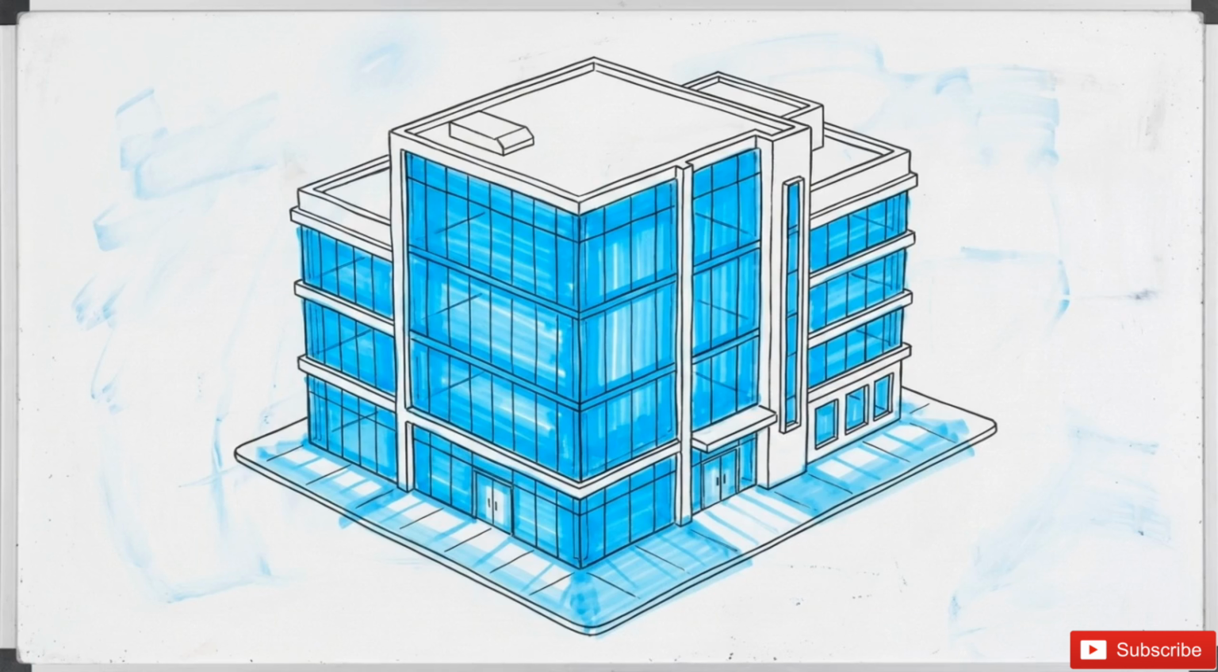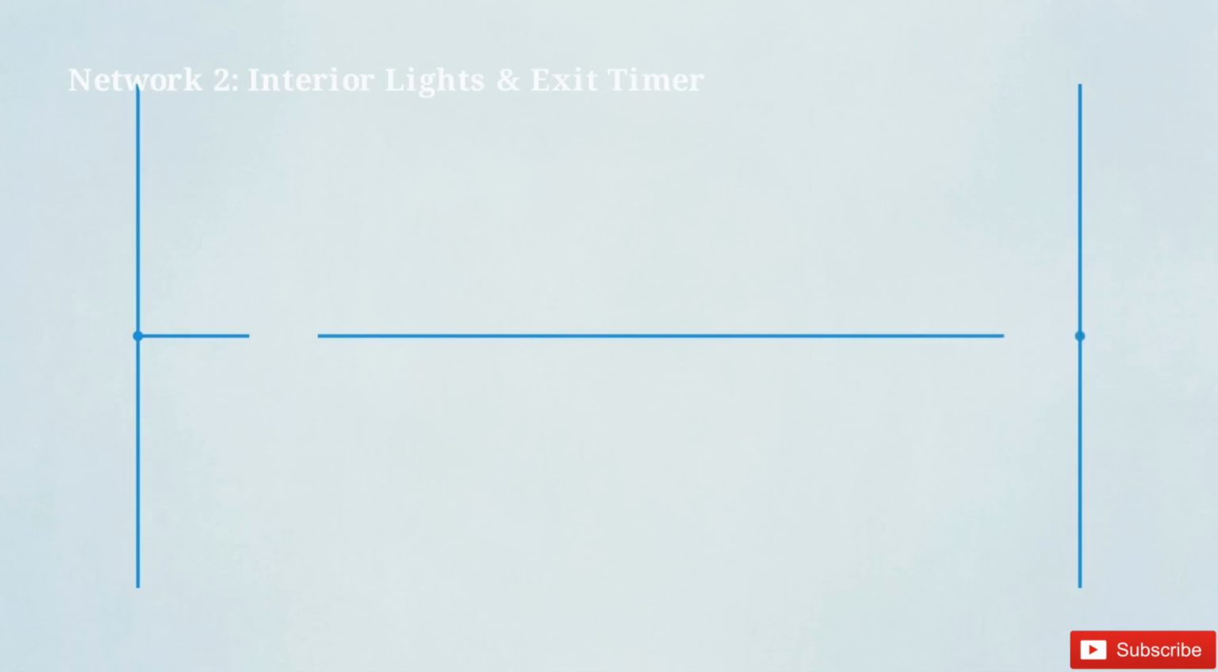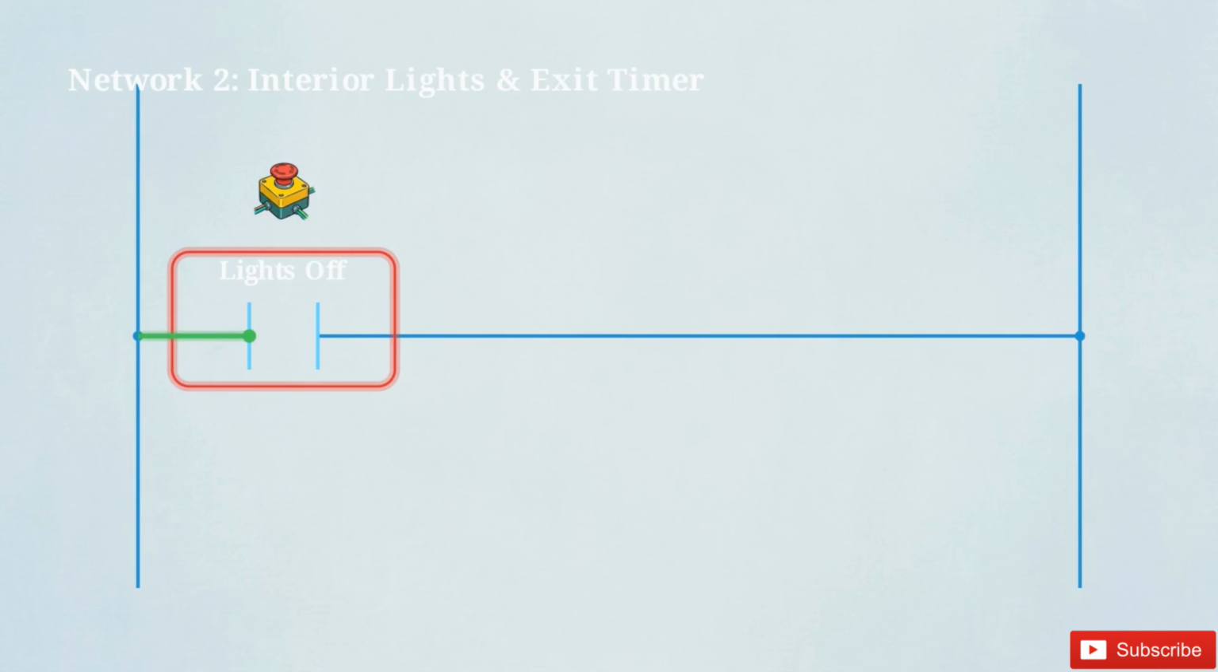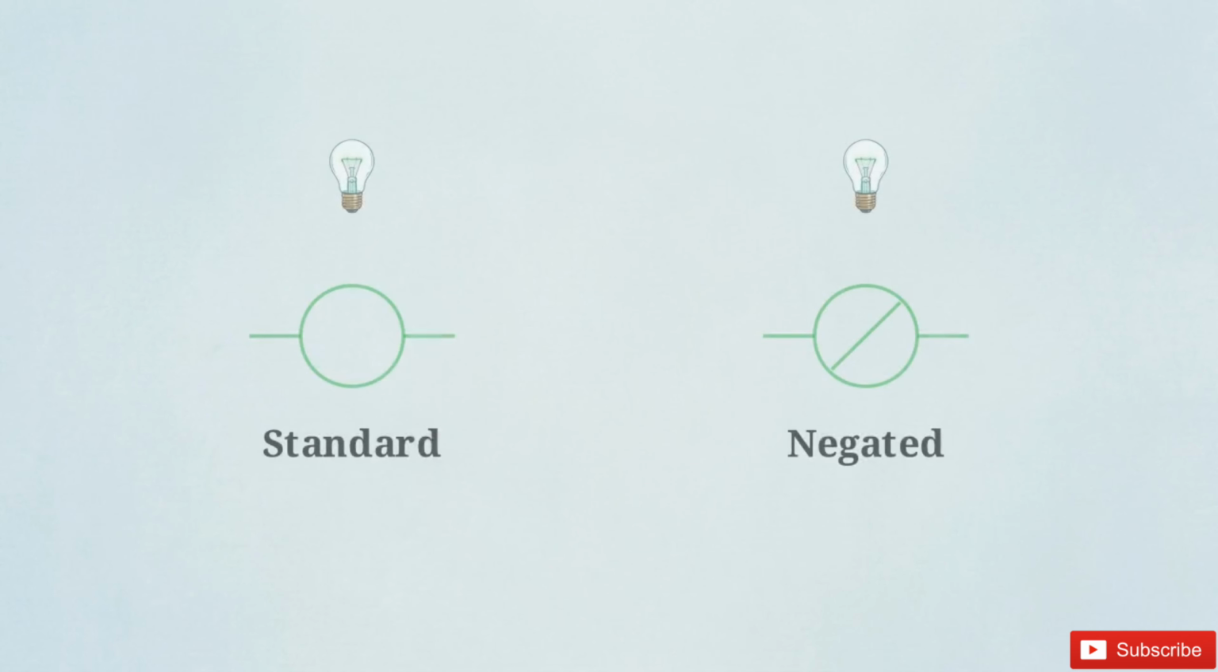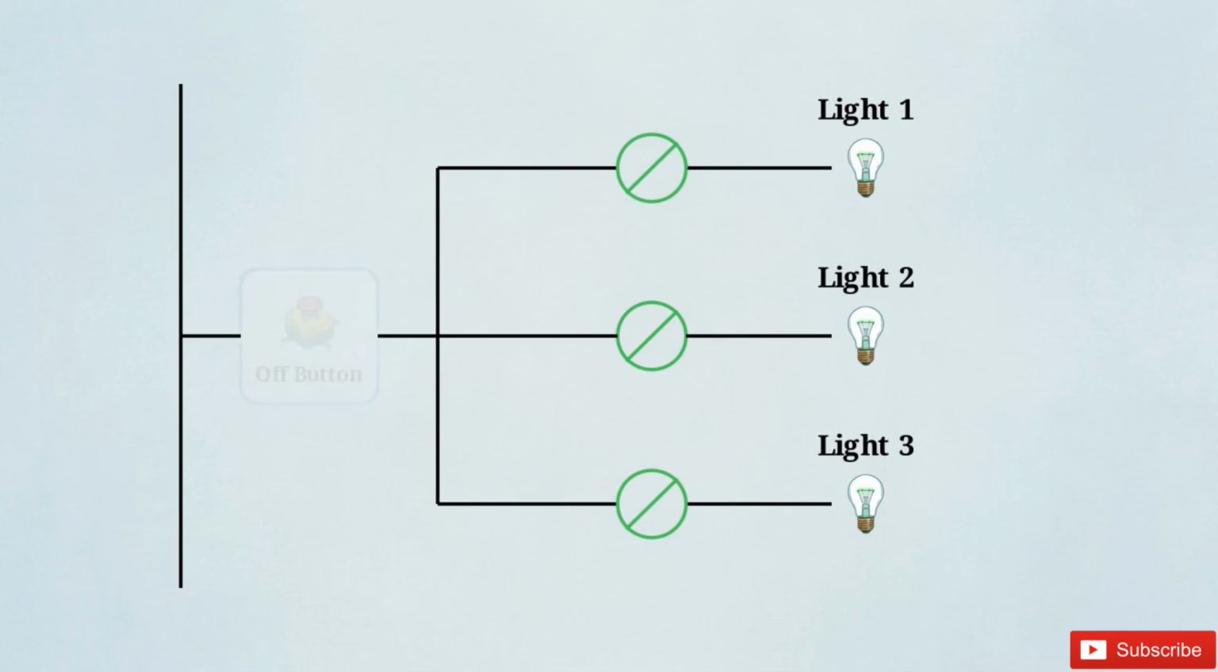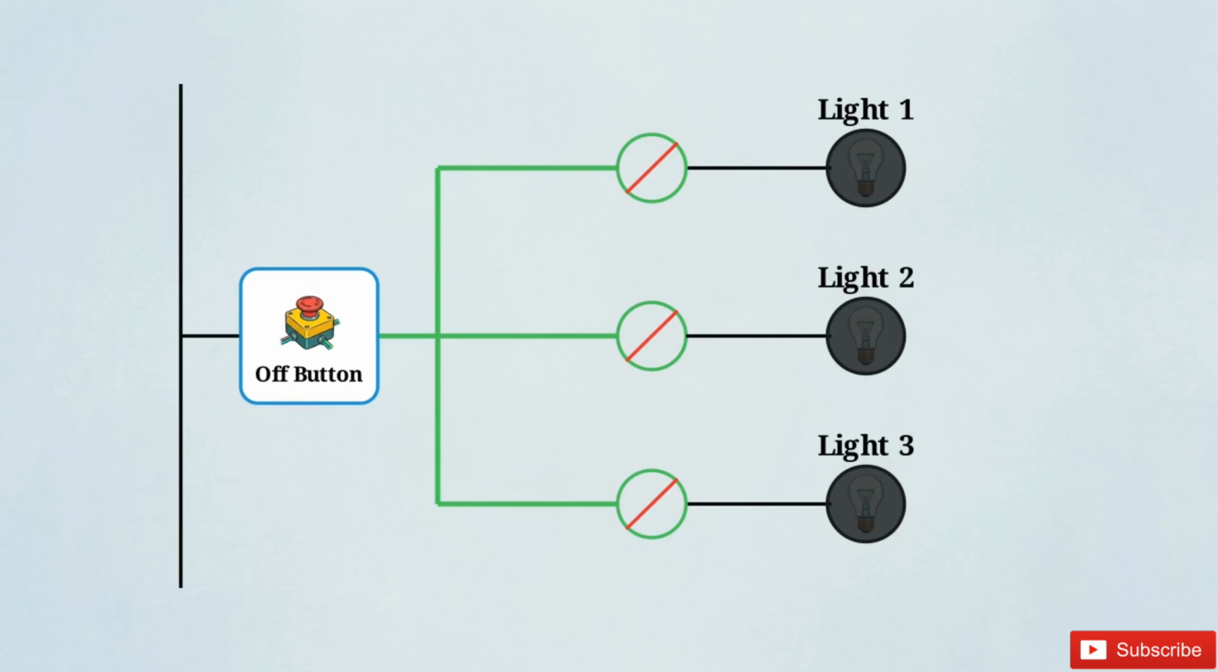In Network 2, we will program the shutdown sequence for the interior building lights. Place the Lights Off button condition at the beginning of this rung to act as the master trigger for the shutdown. This schematic compares a standard coil to a negated coil. Negated coils break the circuit when receiving a signal, exactly what we need for the off button. Assign negated coils to lights 1, 2, and 3 using parallel branches, so all rooms respond together.